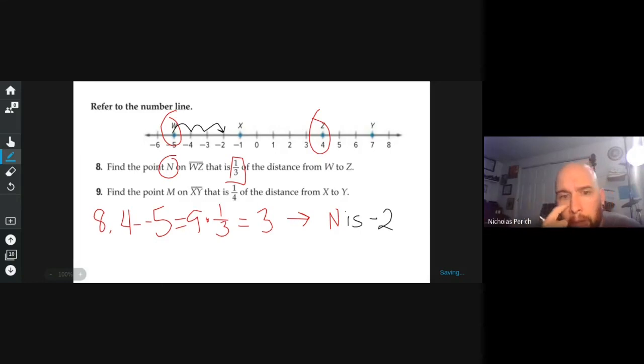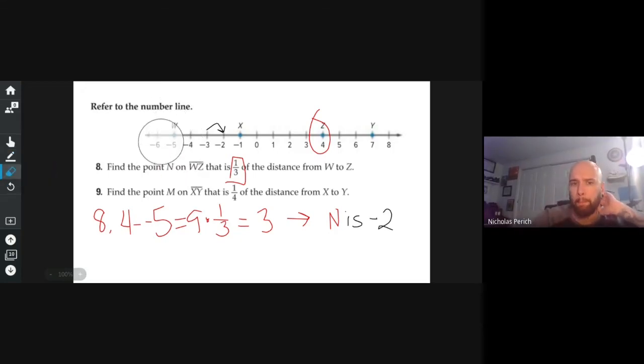So it's asking me to find N if WZ is 9 units long and N is 1/3 away from W. Well, N is 3 units away from W, which means N is -2. So I think some of you are looking for a letter, but we're looking for a number here. So let's take a look at problem 9. Erase this whole mess.